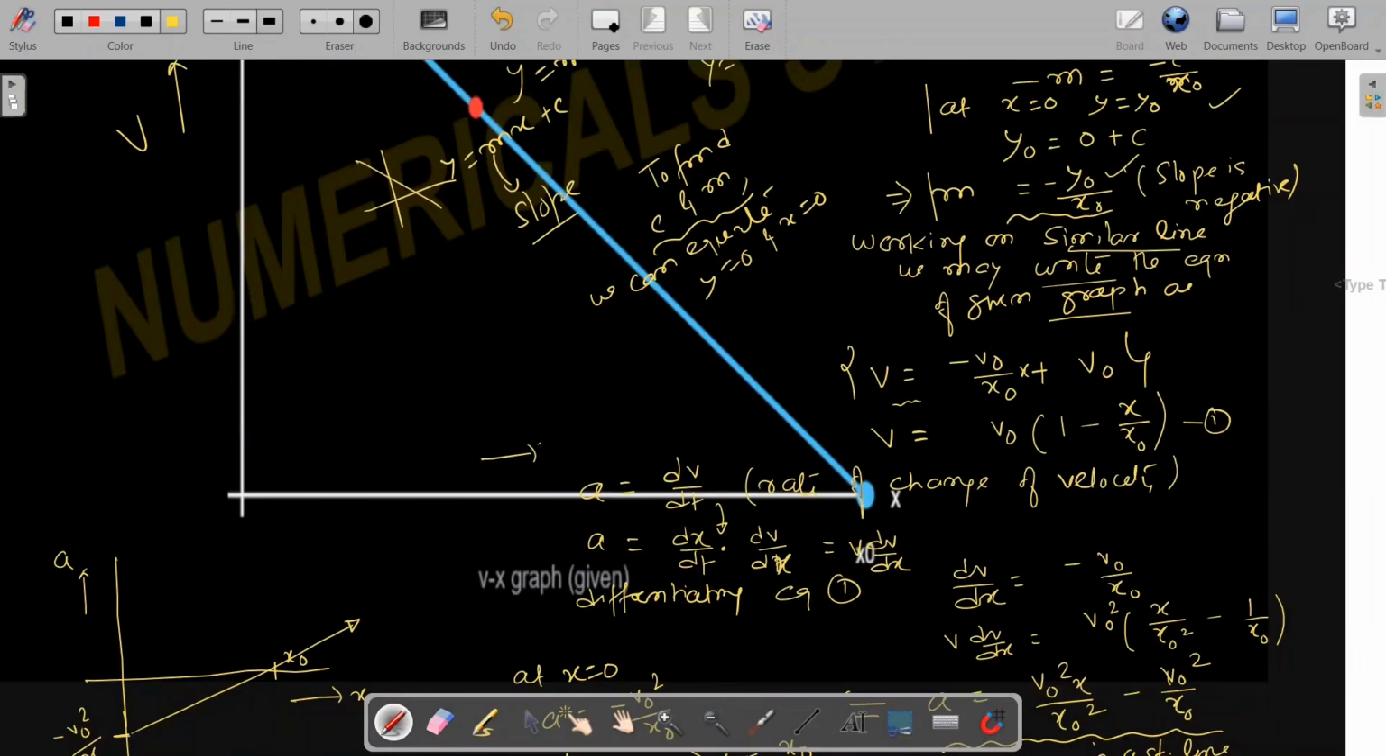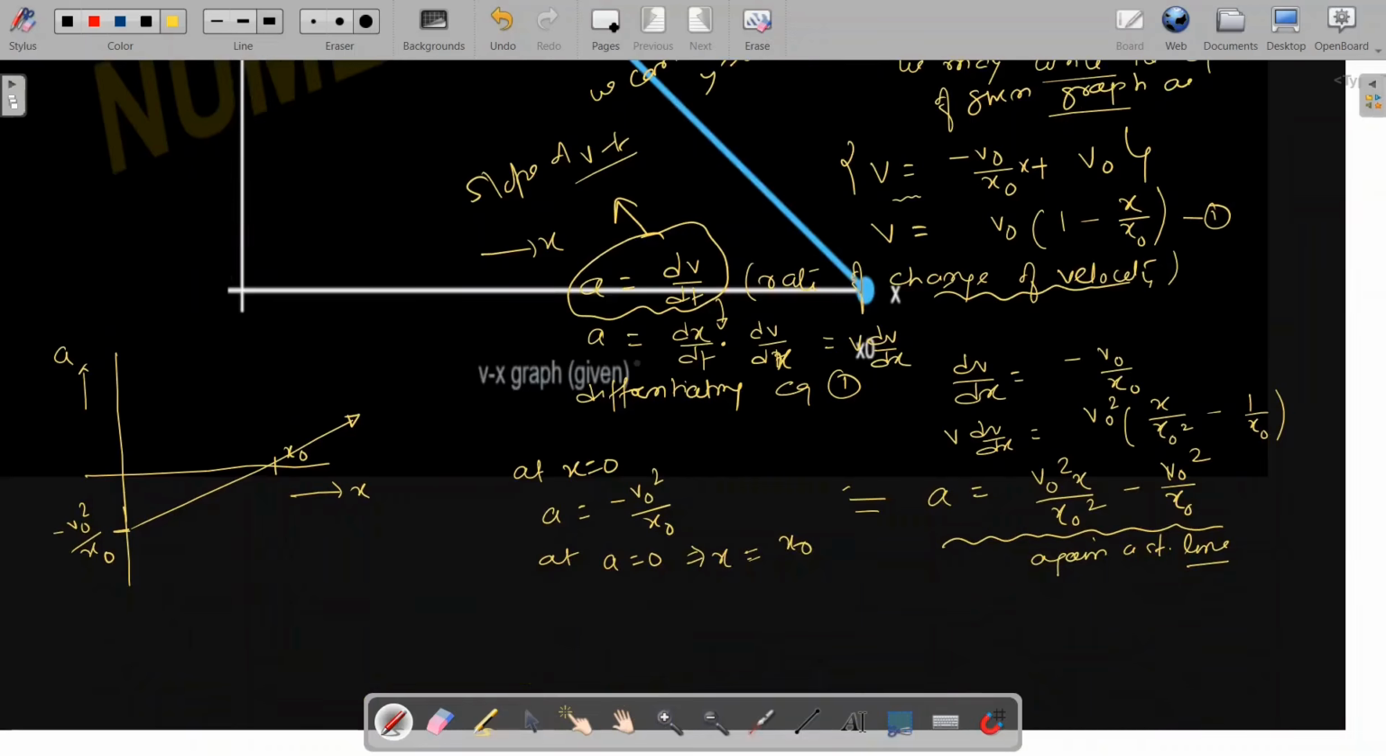What is acceleration, if I ask? Your answer would be rate of change of velocity. What is rate of change of velocity? It is the slope of the vt graph, or dv by dt. Now, we may also write it as v dv by dx using a little modification.